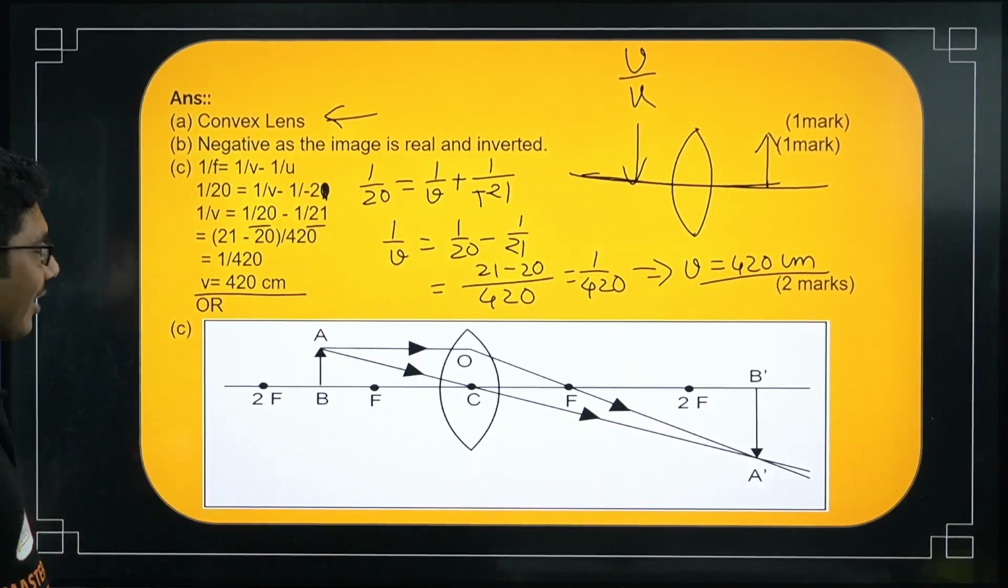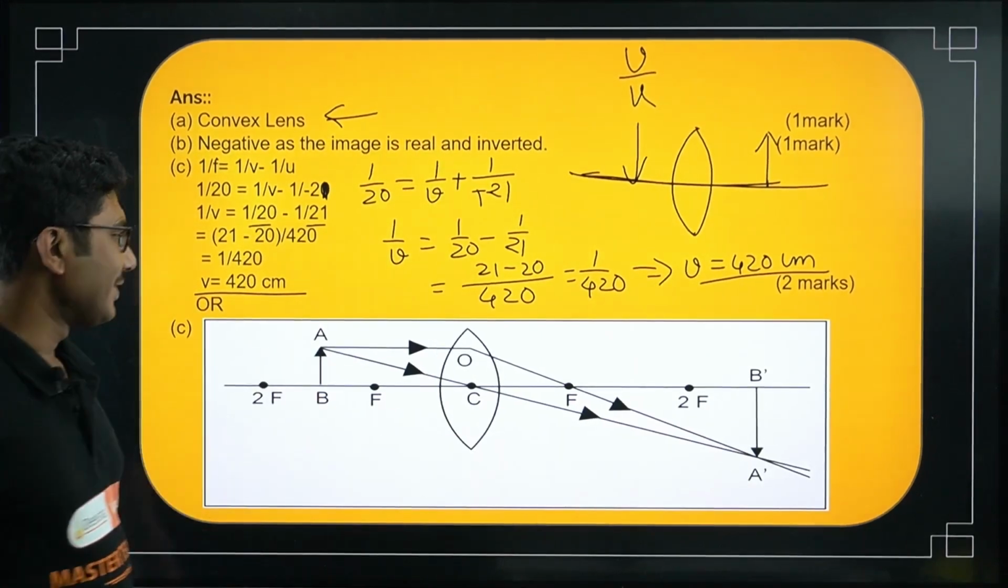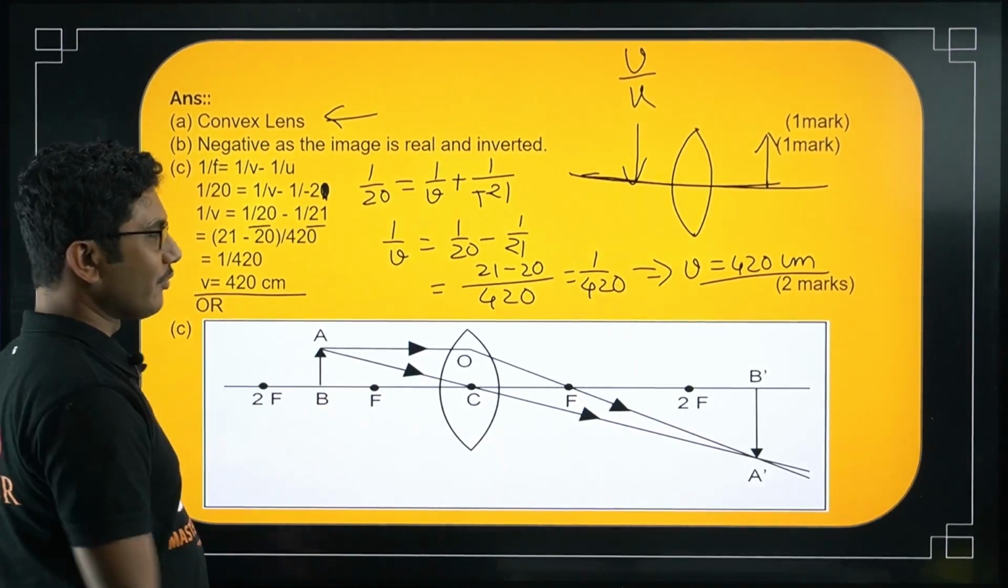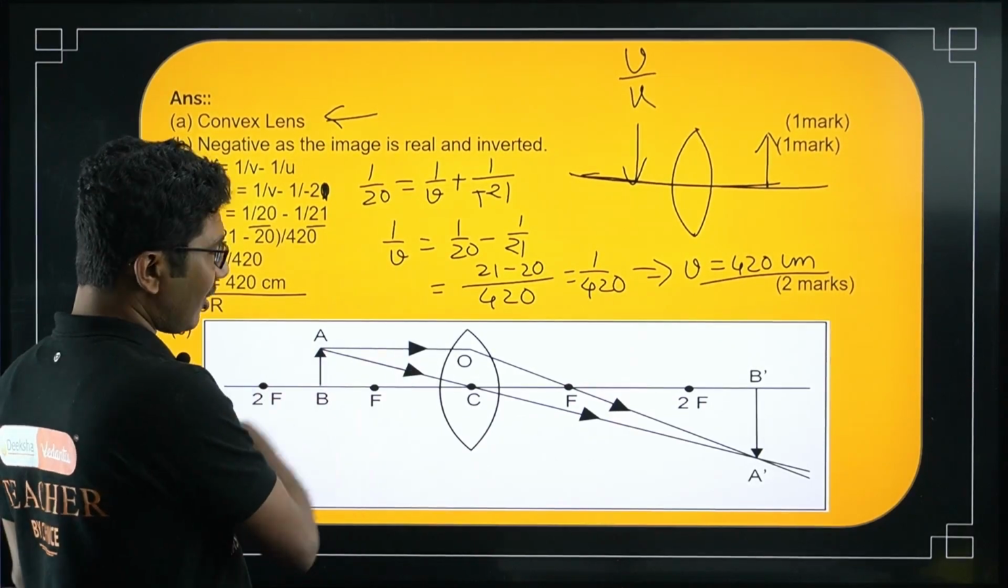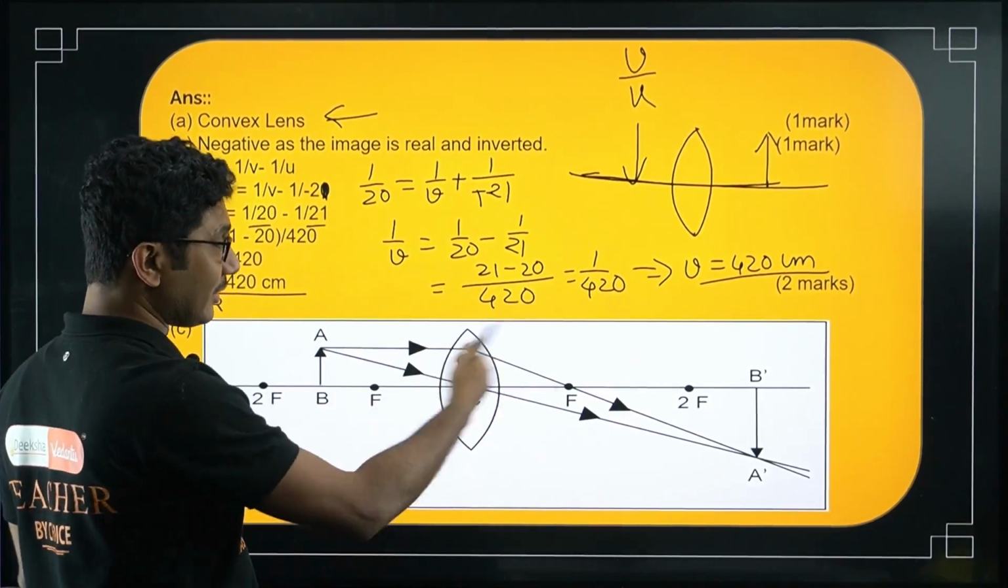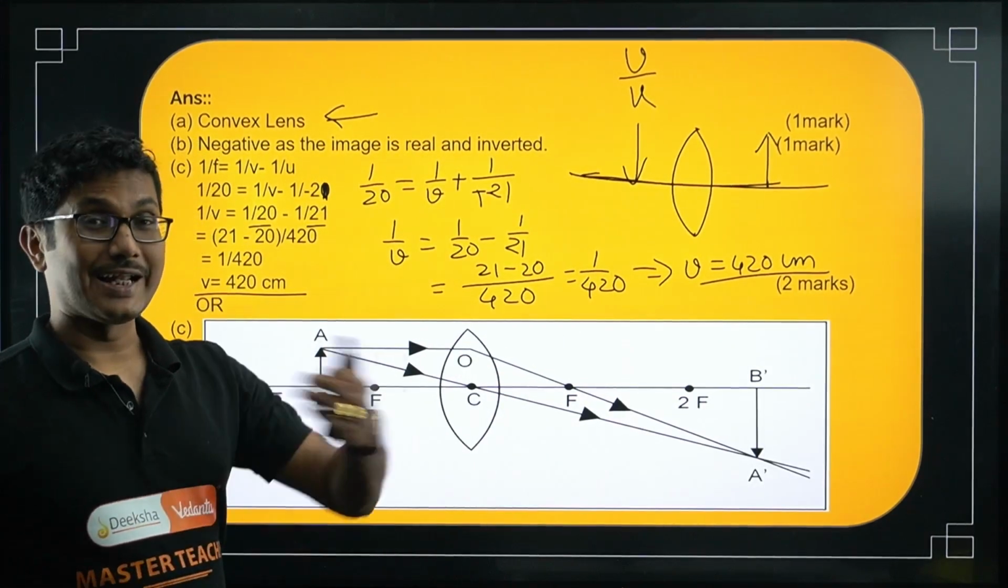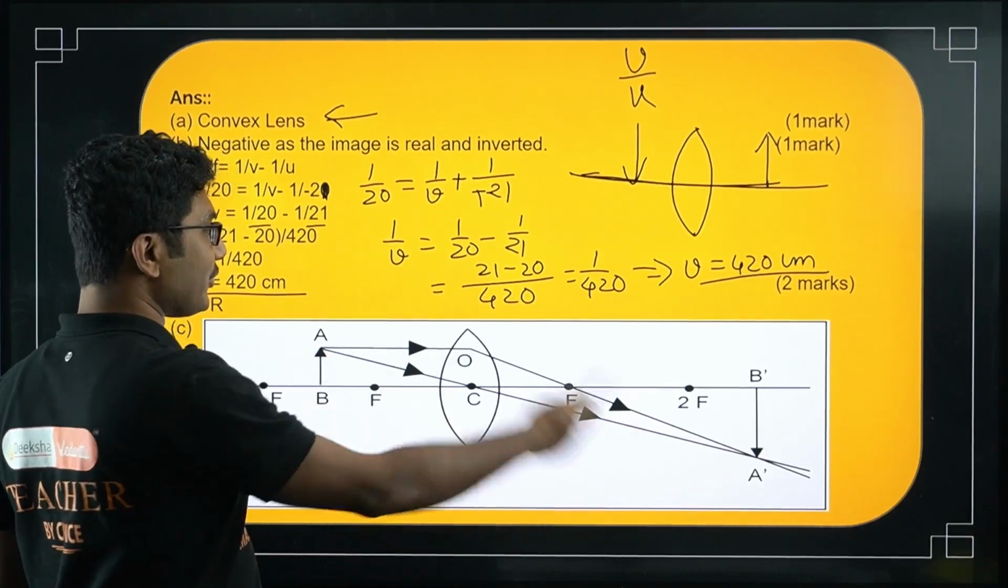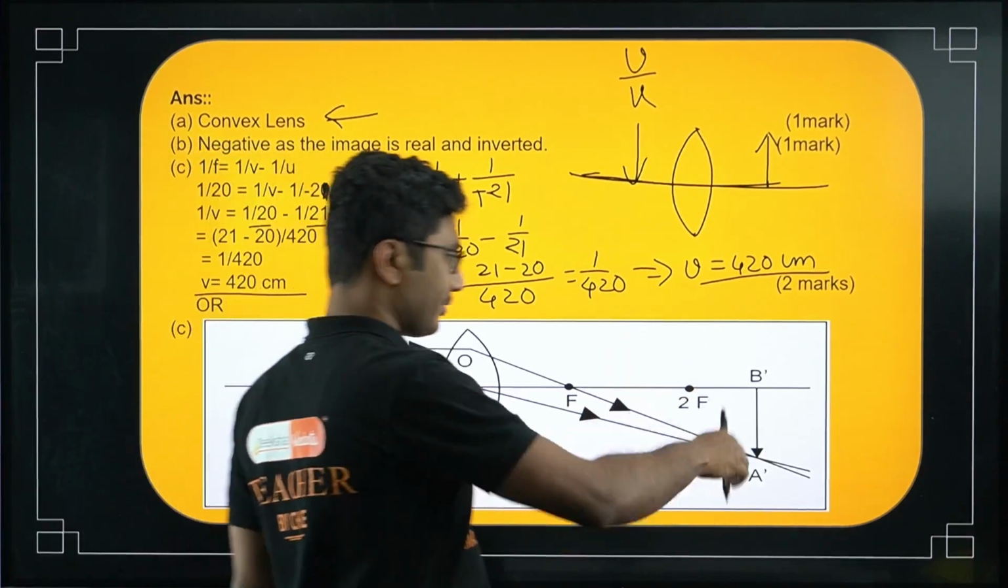And for the second part, obviously you have to draw the diagram, which is very simple. The object is inside the focus, closer than the focus. Okay, obviously if it is closer than focus, then it will be an erect and virtual image. But here it is producing a real image. So this is how it is produced.